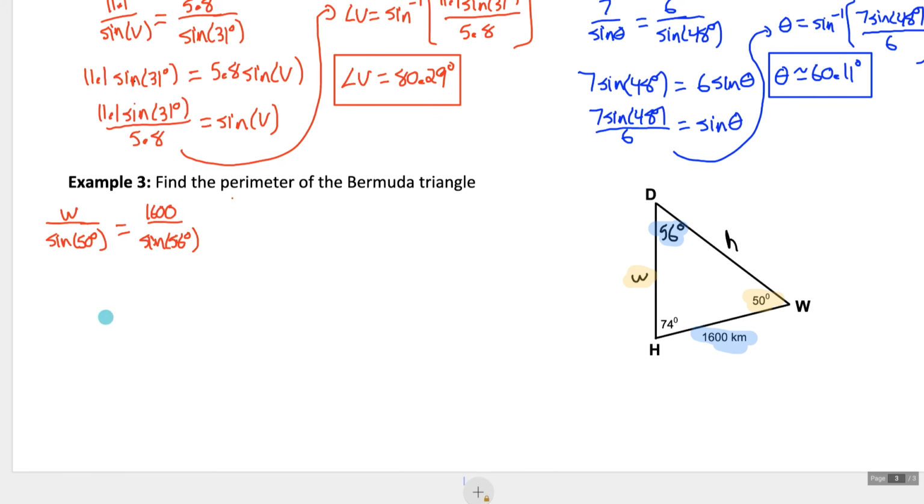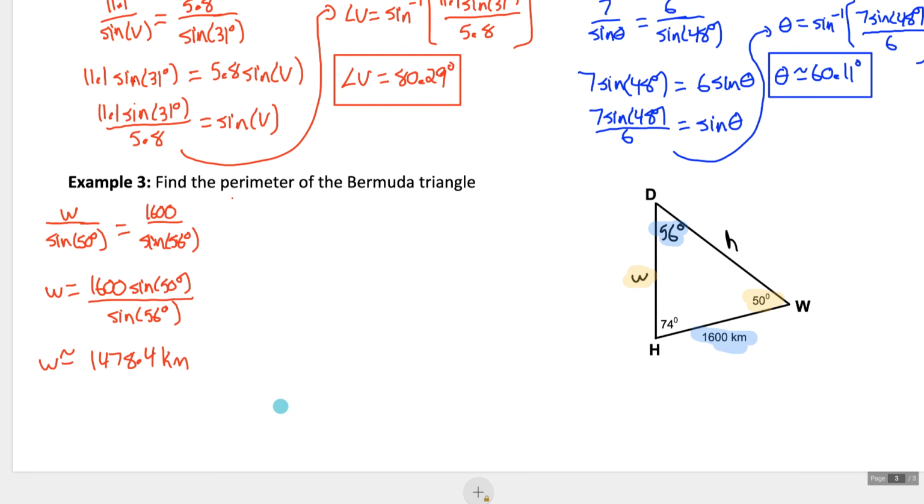In this equation I've created, my only unknown is w. I can isolate w by multiplying the sine 50 to the other side. And then I can get an approximate answer for this from my calculator, and it would give me 1,478.4. And my units for this, we know it's in kilometers. So I know w is 1,478.4 kilometers. Let's now solve for h.